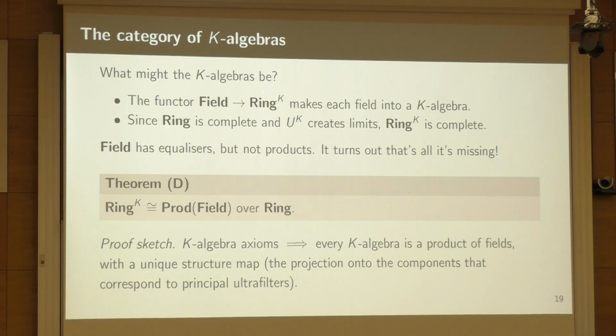The category of algebras for this codensity monad is the free product completion of the category of fields. And the way I prove this is a bit nitty-gritty, but essentially the k-algebra axioms and a description of the unit and the multiplication you can use to show that every k-algebra, the underlying ring of it, is a product of fields, and then you can show that every product of fields has a unique k-algebra structure. And so that gives this result.